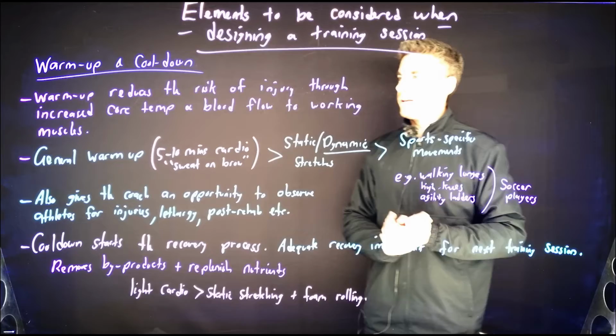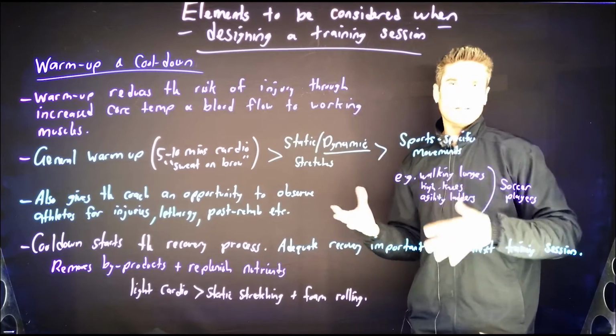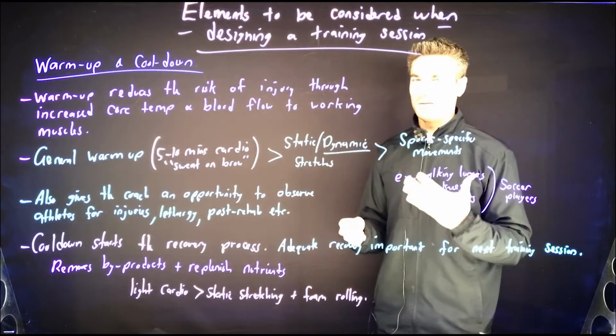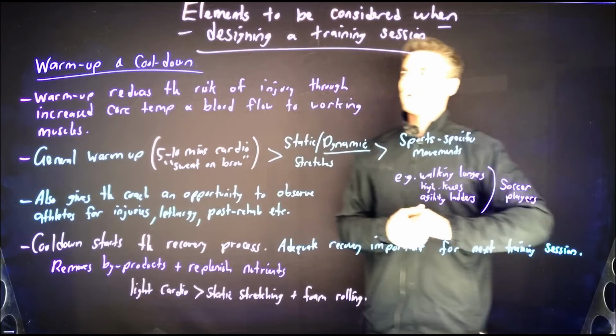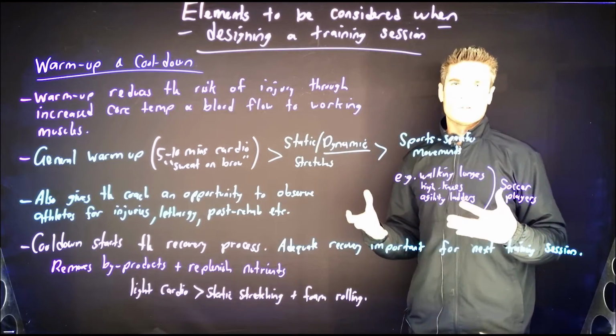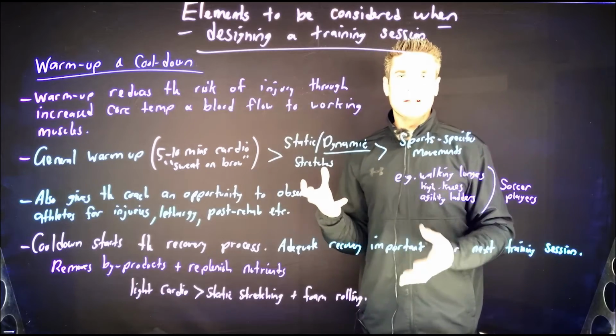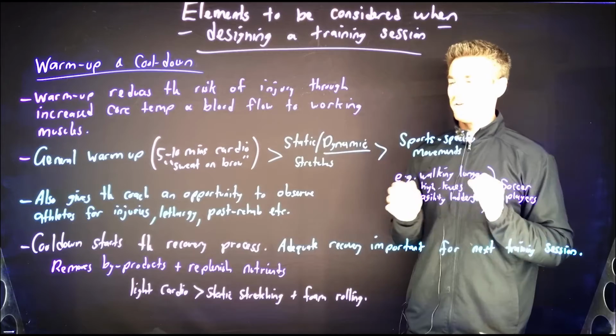All right, so our third element is now going to be our warm-up and then our cool-down, but the cool-down will be right at the end. Hopefully you get that. If not, we're in trouble. All right, so a warm-up, first of all, reduces the risk of injury, okay, through increased core temperature and blood flow to working muscles, okay? This is like the 8th time in the last 12 months we've covered warm-ups. Hopefully you're good with your warm-ups now.